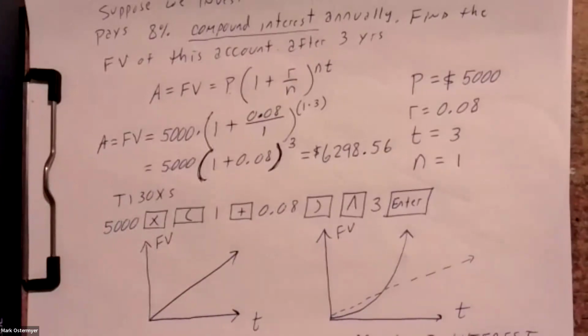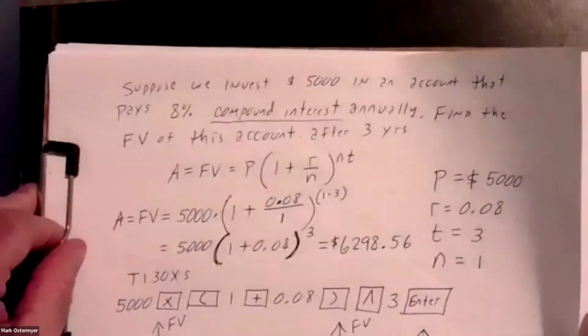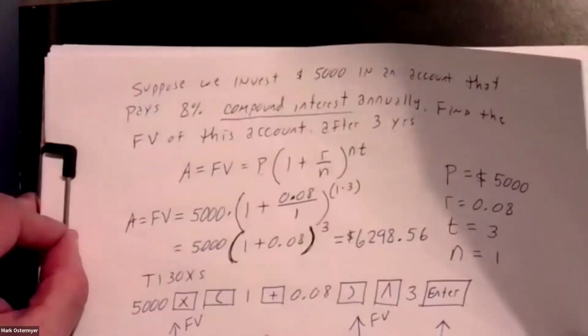All right, maybe we can try another one here. Okay, any questions how we computed this one here? Compounded annually. Let's try another one here. All right, another example.